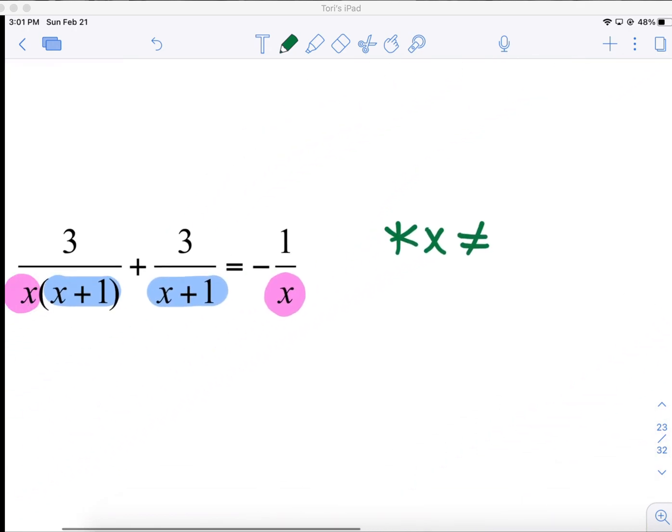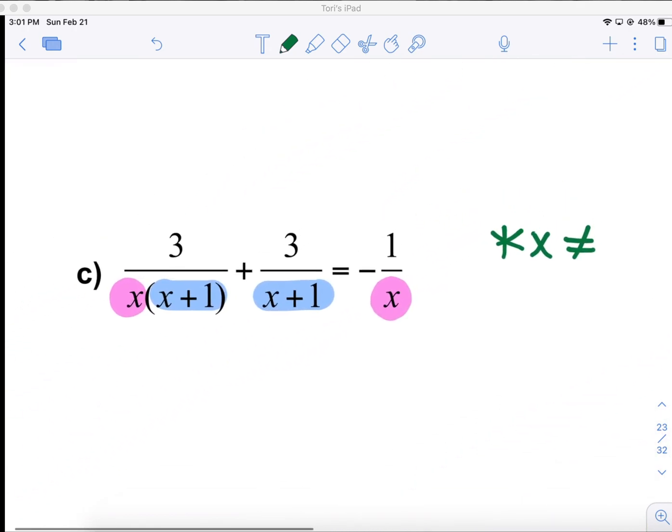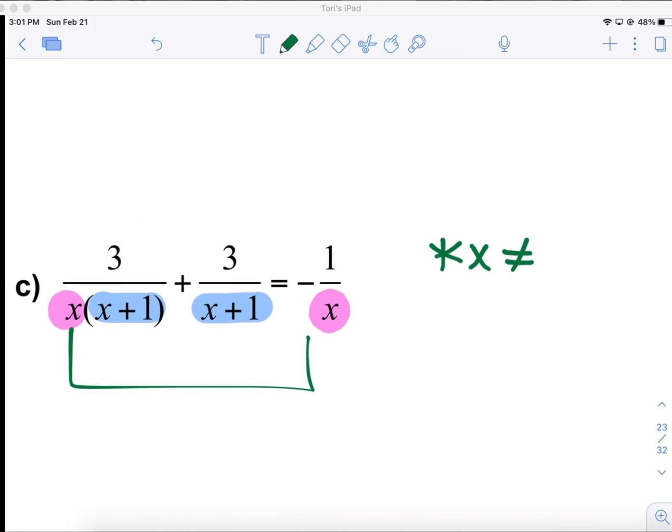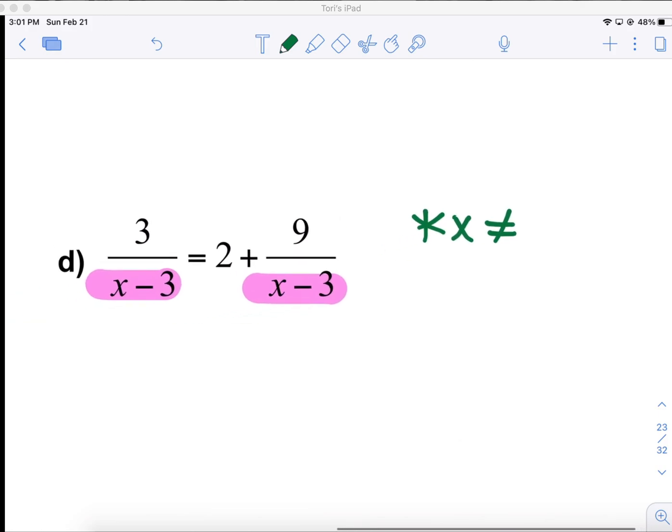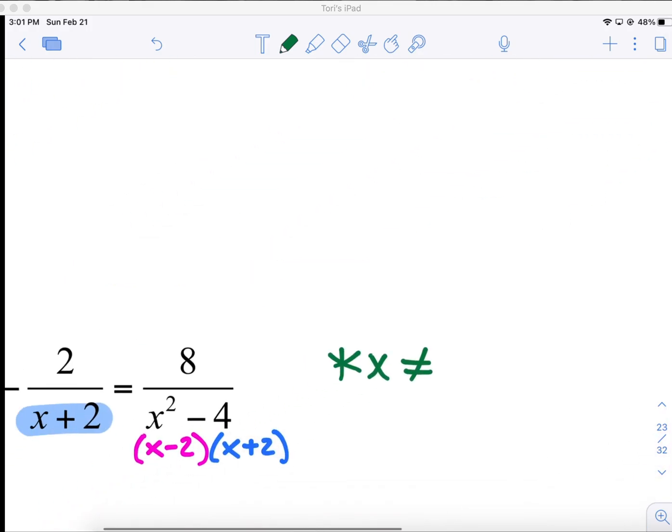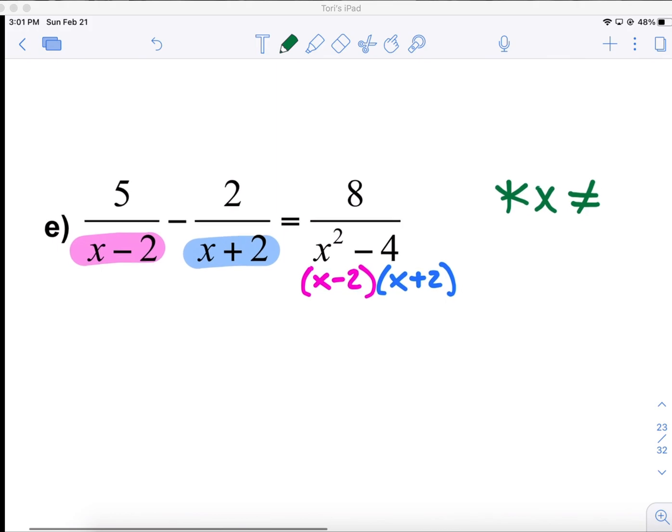Let's go down to C. I have lots of x's in denominators. I can't have it be 0 because that would make both of those pieces 0. I also can't have these pieces be 0. That would mean -1 doesn't work either. So x can't be 0 or -1. Going into problem D, x cannot be positive 3 because that would make these two something over 0. Again, not allowed.